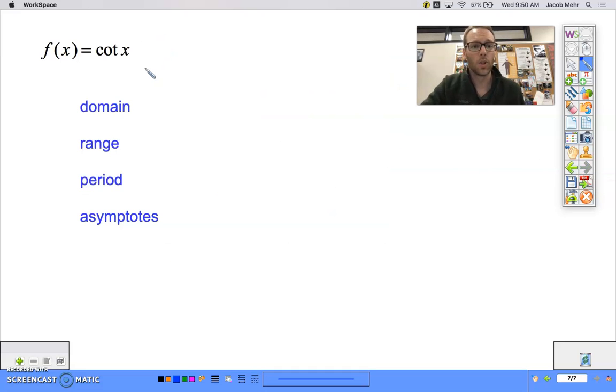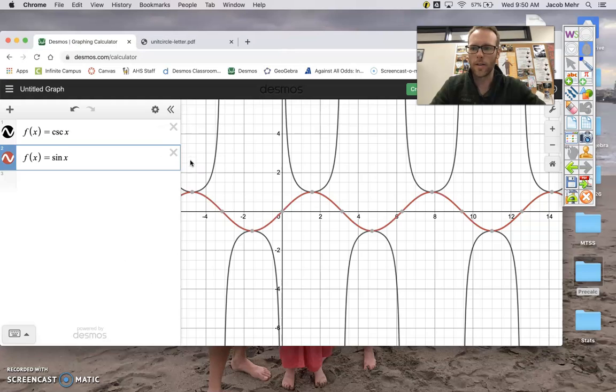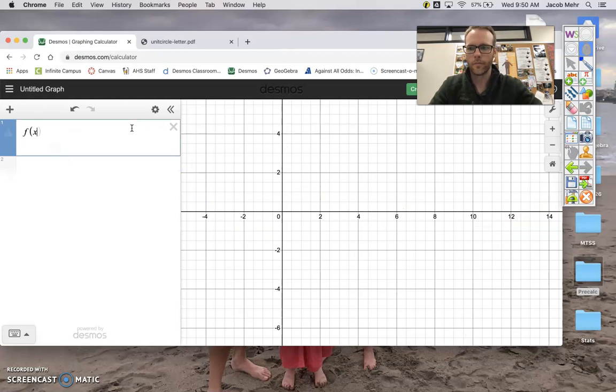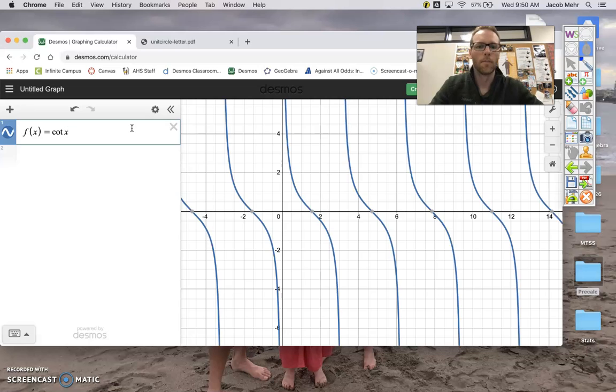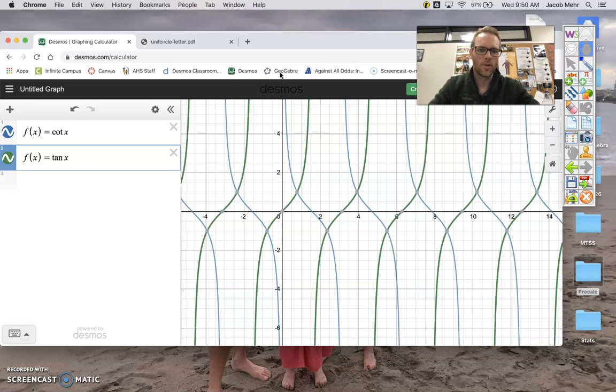Okay, we have cotangent. Now we know tangent has a totally different graph than sine and cosine. Cotangent is totally different than the secant and cosecant. Let's just jump right to the graph here. Okay, there it is. You might be thinking that looks a lot like tangent. And it should make sense that it looks a lot like tangent. They're just kind of reversed here a little bit. Notice where the tangent is equal to 0. The cotangent is undefined.